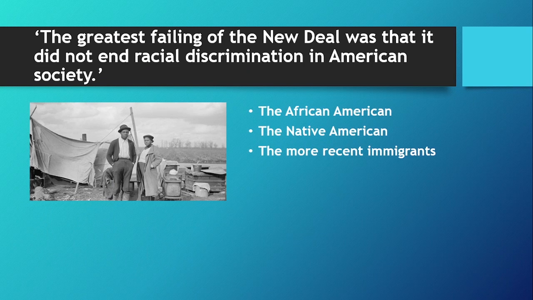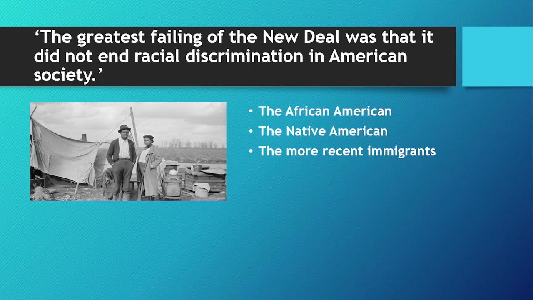Another social issue with another clear focus. The greatest failing of the New Deal was that it did not end racial discrimination in American society. How far do you agree with this statement? Was relief adequately focused on racial minorities? Were job creation schemes? And don't forget, we are considering the poor, recent immigrants and Native Americans, as well as African Americans. But there could also be a strong focus on reform.